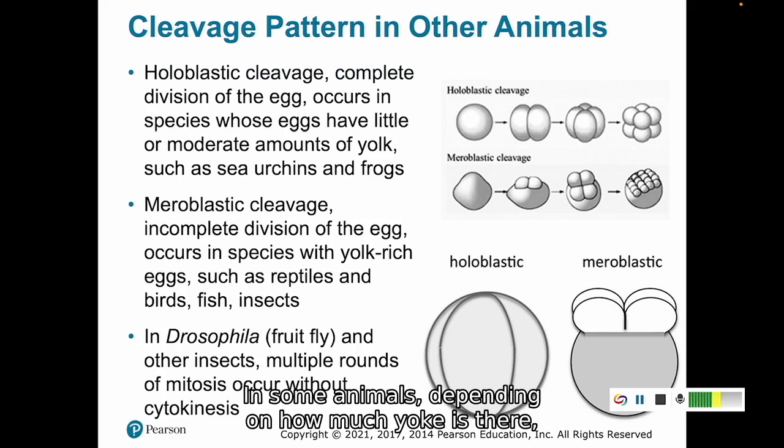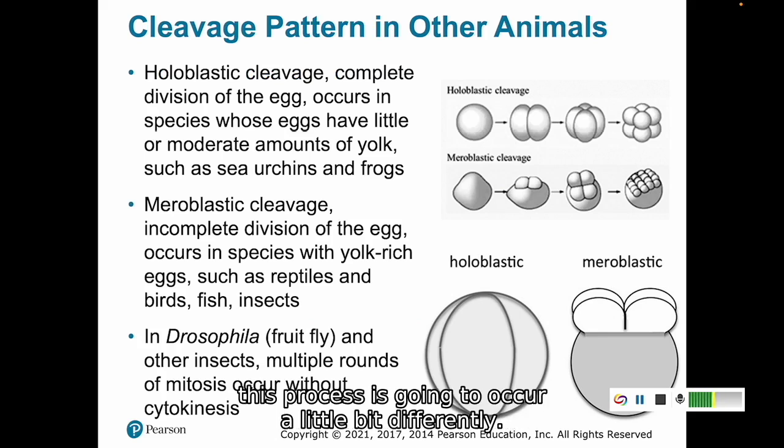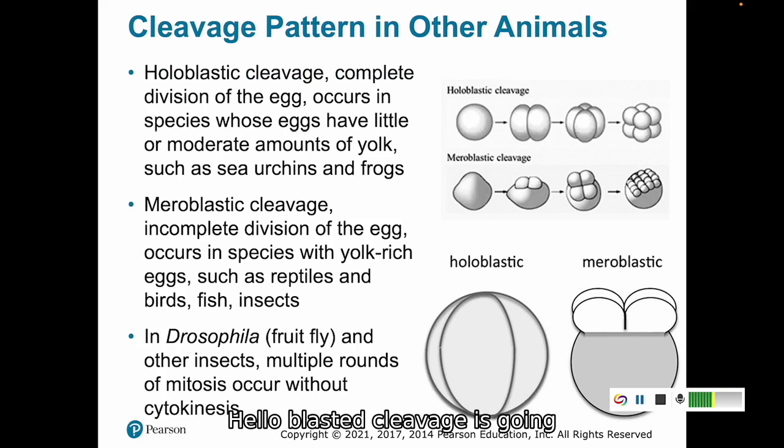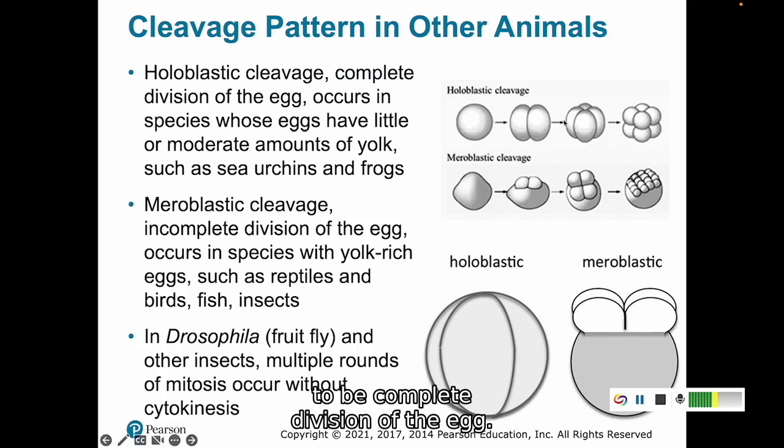In some animals, depending on how much yolk is there, this process is going to occur a little bit differently. Holoblastic cleavage is going to be complete division of the egg. This is what happens when there's little yolk or moderate amounts of yolk. So you end up with cleavage going through this kind of process, what we just saw in sea urchins and in frogs. Meroblastic cleavage is going to happen in animals with a lot of yolk.